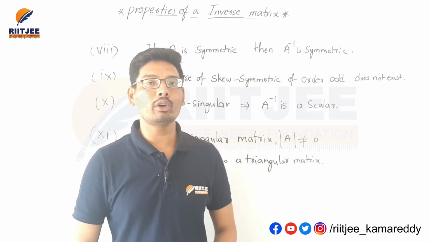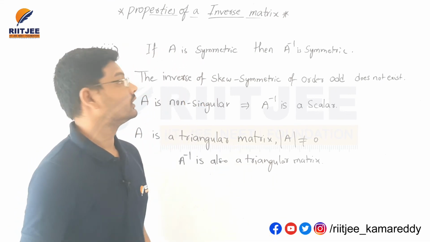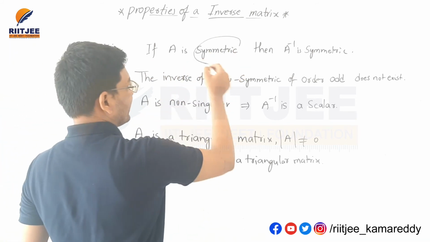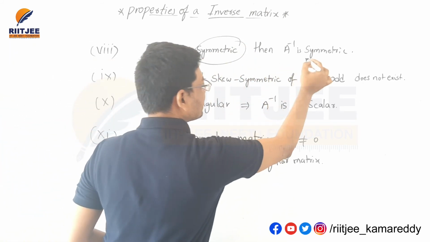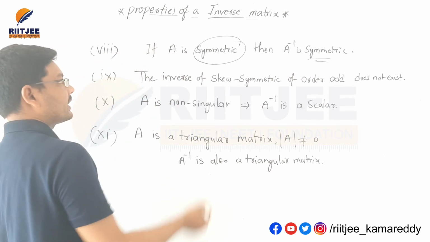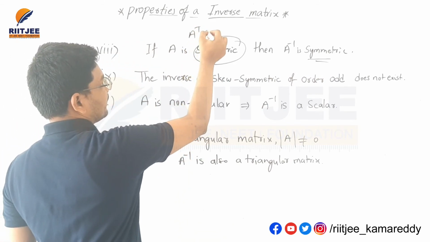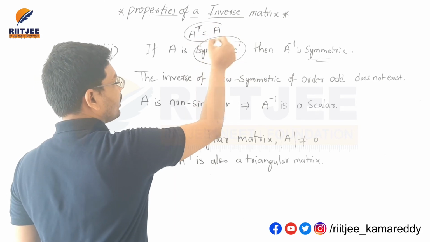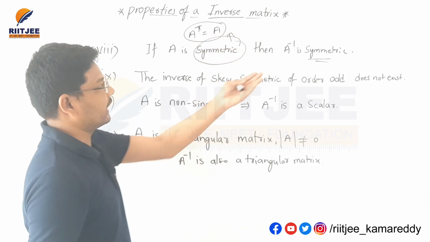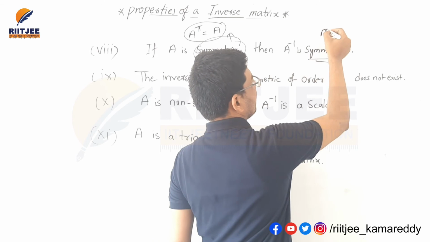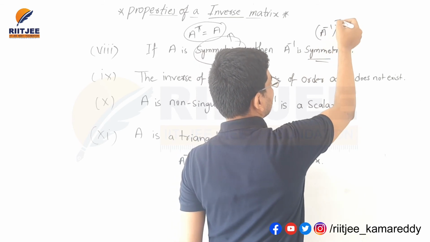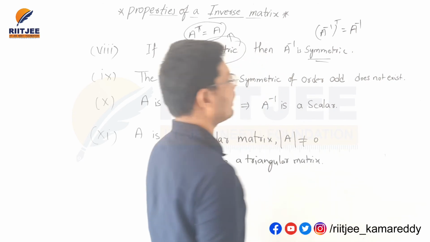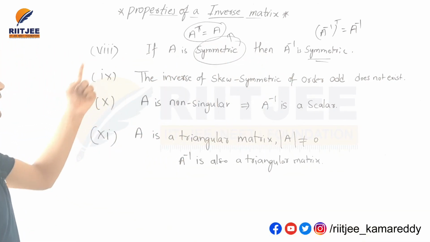Let us discuss some more properties of the inverse matrix. If A is a symmetric matrix, then A inverse is also a symmetric matrix. A symmetric matrix is one where A transpose is equal to A. Then A inverse is also symmetric: (A inverse) transpose is equal to A inverse. This is property number 8 here.